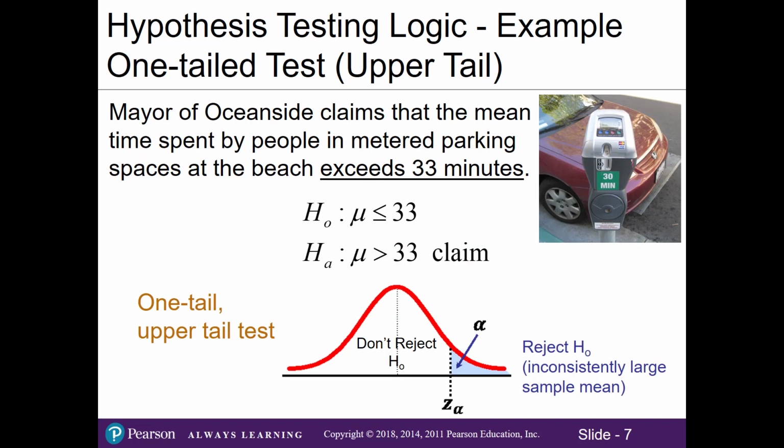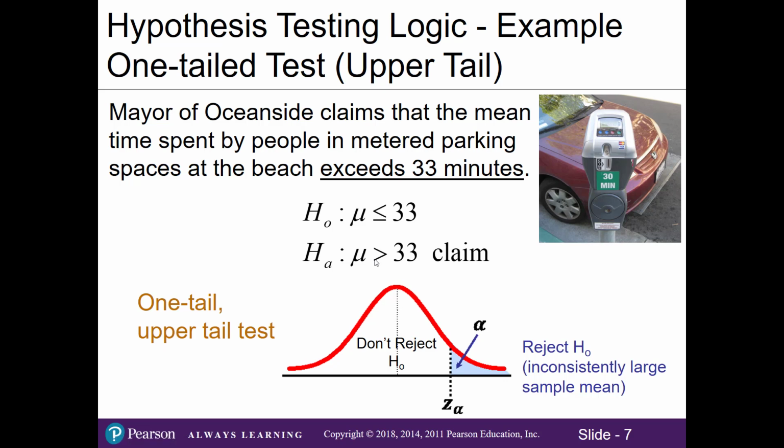Let's look at an example. The mayor of Oceanside claims that the mean or average time spent by people in metered parking spaces at the beach exceeds 33 minutes. This is useful to know because decisions can be made about how much time to allow people to park at meters, how much to charge, and if we need to have more parking attendants to check the meters. Because the claim states exceeds 33 minutes, that implies greater than, and this will be our alternative hypothesis.